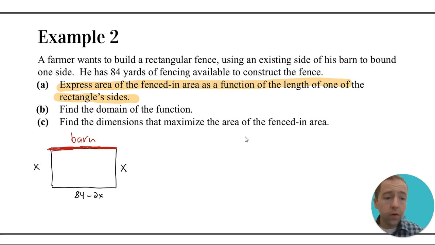So now what we want to try to do is write an area function as a function of the length of one of the rectangle sides. Since we're dealing with a rectangle, area of a rectangle is length times width, right? So area equals length times width.